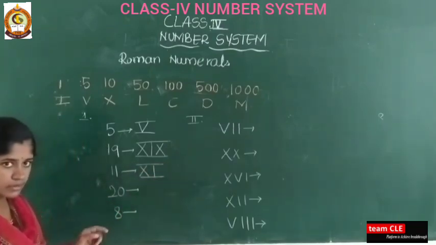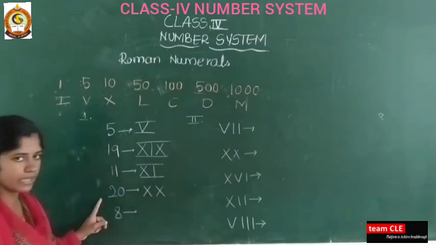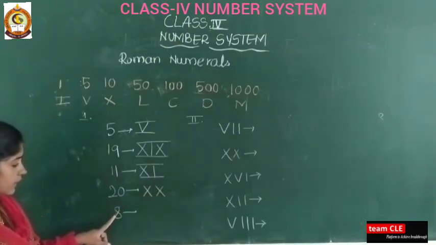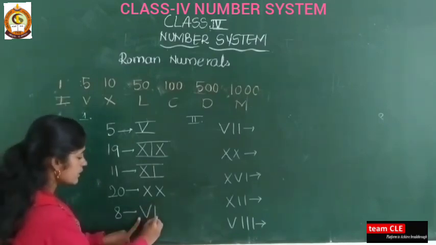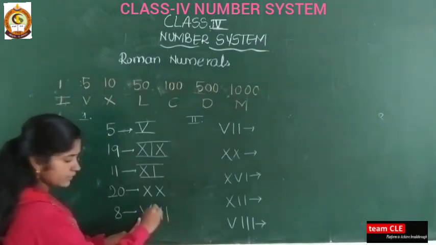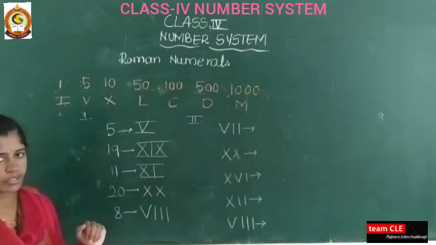20 is there. X means 10. One more time you write here 10. 10 plus 10 is 20. 8 is there. V. Here V means 5, 6, 7, 8. So this is 8. Here I wrote these Hindu Arabic numbers in Roman numerals.